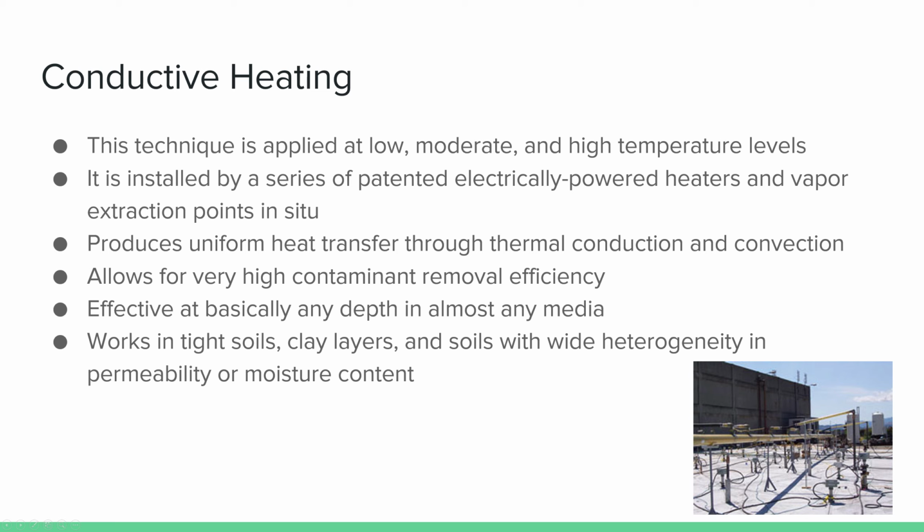Treatment temperatures are typically 100 degrees Celsius for volatile contaminants and between 150 degrees Celsius and 325 degrees Celsius for semi-volatile contaminants. TCH produces uniform heat transfer through thermal conduction and convection in the bulk of the soil volume. This allows the achievement of very high contaminant removal efficiency with a nearly 100% sweep efficiency, leaving no area untreated.